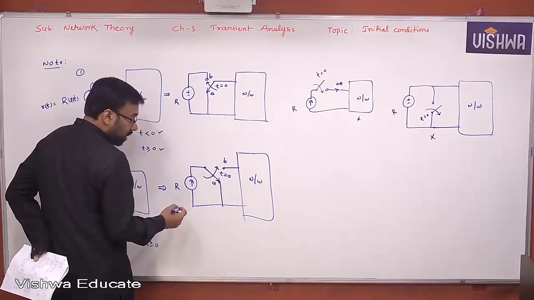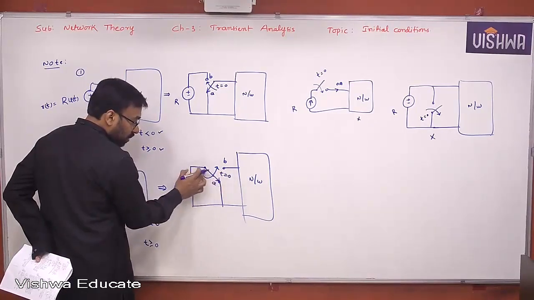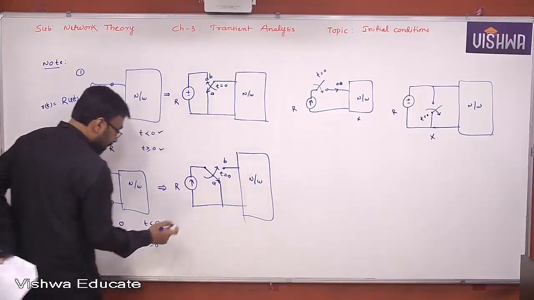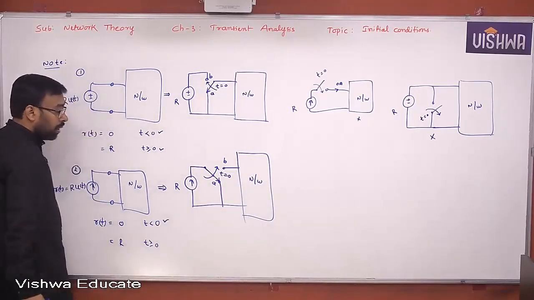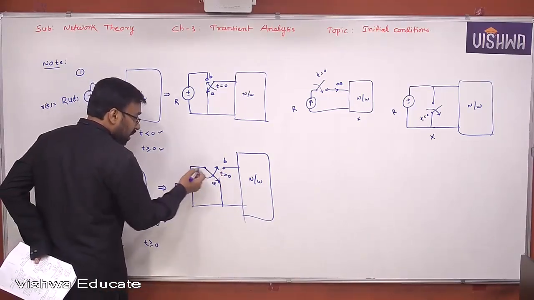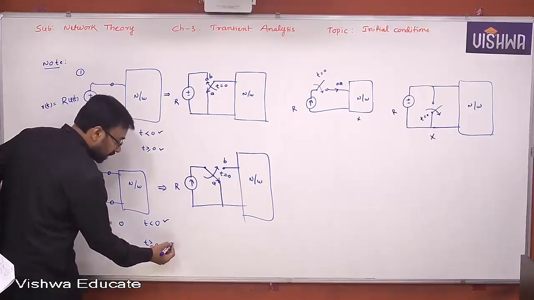Then what is happening here? In the first condition, the current given to the network, because the position of the switch is at A, is how much? 0. The first condition is satisfied. In the second condition, when the switch is moved from A to B, the current given to the network is what? Capital R amperes. Therefore, the second condition is also satisfied.